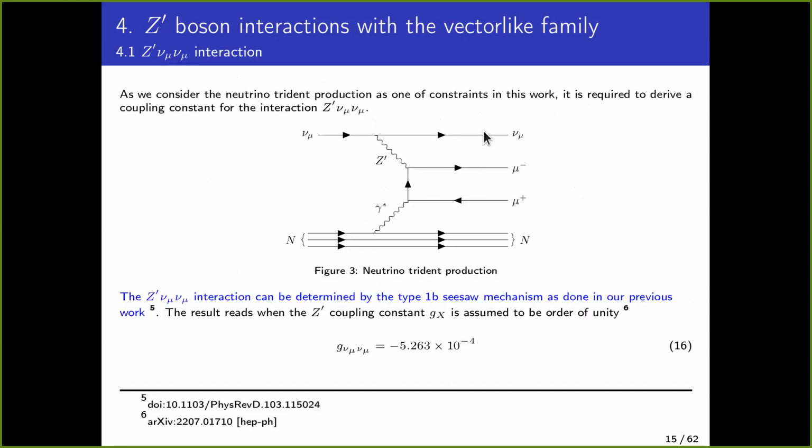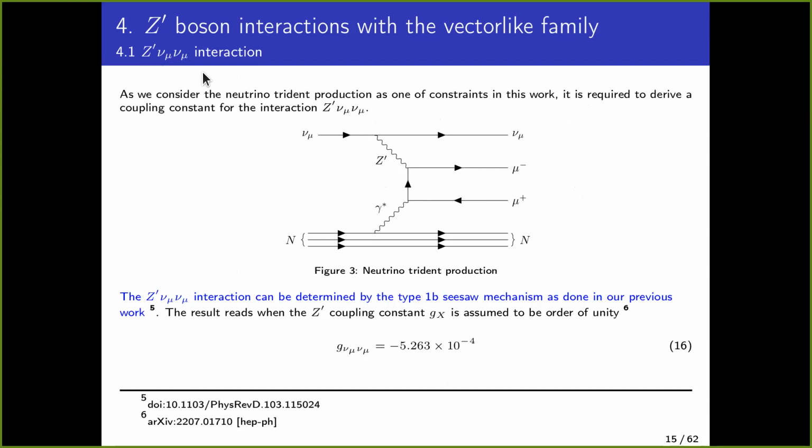Maybe we need to build all of the charged lepton and quark sector mass matrices to derive the Z-prime interactions to the charged leptons or quarks. But for the neutrinos, instead of building the complete mass matrix, we want to analytically derive only one interaction, because this interaction will be used for the neutrino trident constraint.